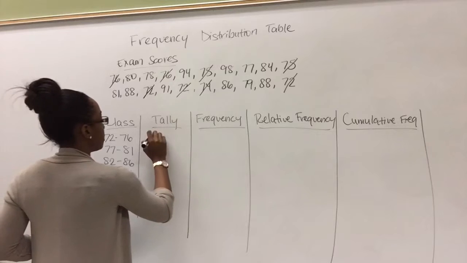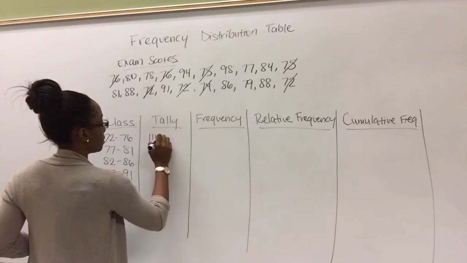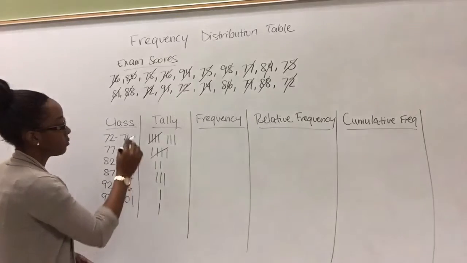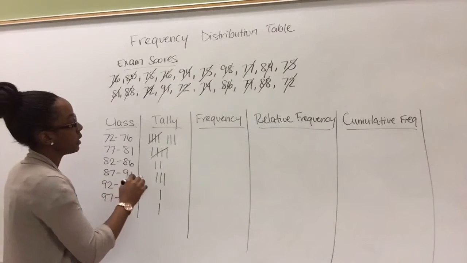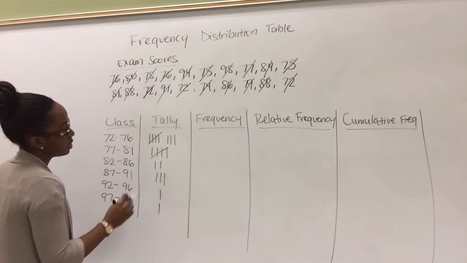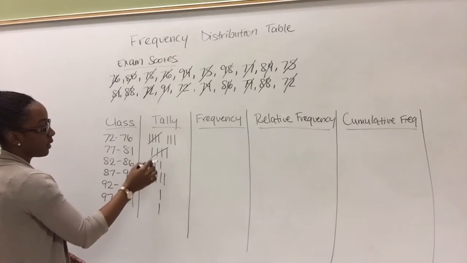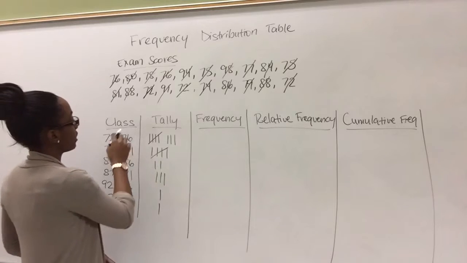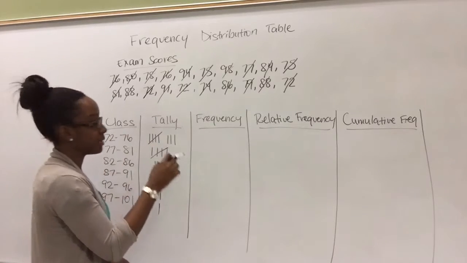So for the tally, we would write it out. It's 5, 6, 7, 8. Now we have completed our tally and confirmed that our numbers are correct. So we have here 8, 5, 2, 3, 1, and 1. These are the numbers that are in between the classes that we have in our data set.